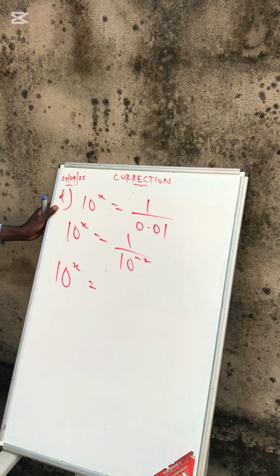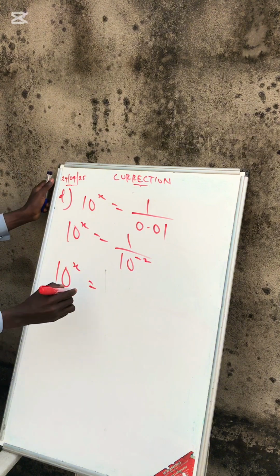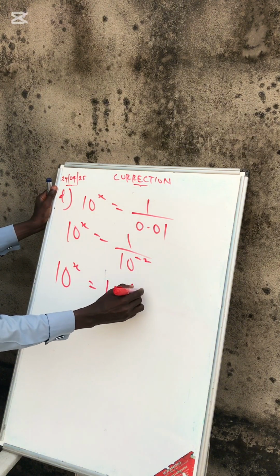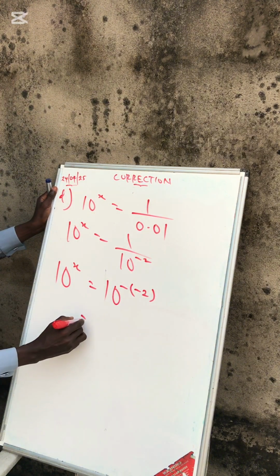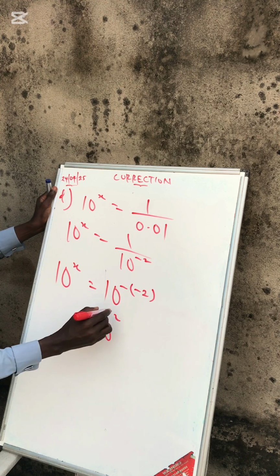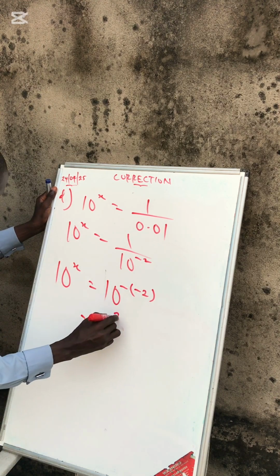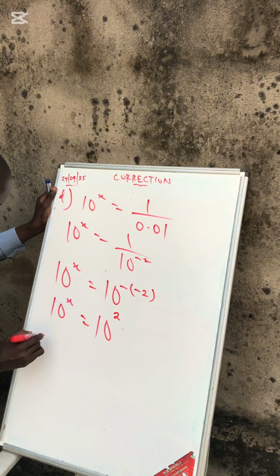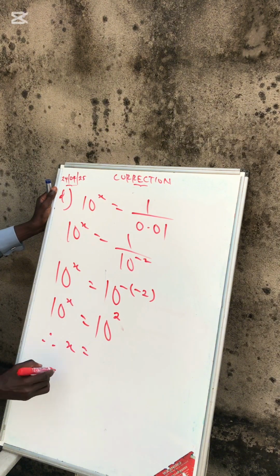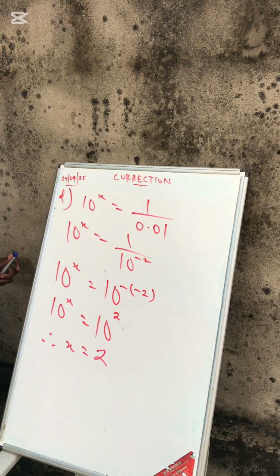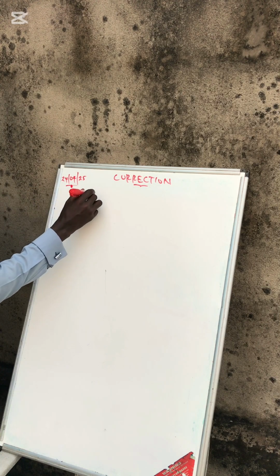10 raised to the power x equals what? 10 raised to the power minus, in brackets, minus 2. Exactly, which is 10 raised to the power 2. So that means 10 raised to the power x equals 10 raised to the power 2. Therefore, x equals 2. Beautiful. Factorization.